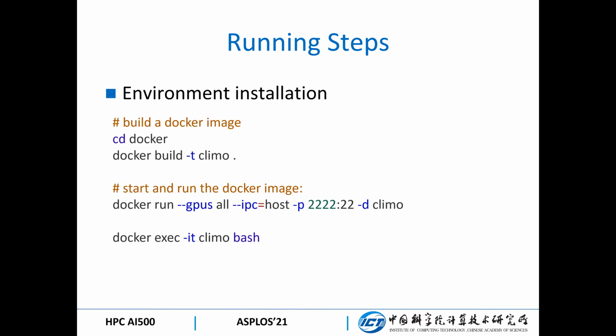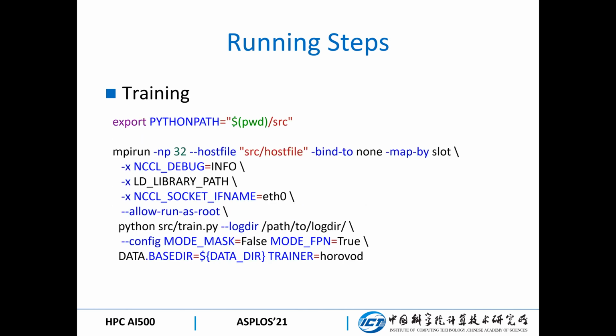The second step is environment installation. We provide a Docker file that contains all the dependencies. Users can build a Docker image based on this Docker file, and then start running this image by this command. We also provide a training script to perform distributed training. Our implementation is based on OpenMPI and Horovod.